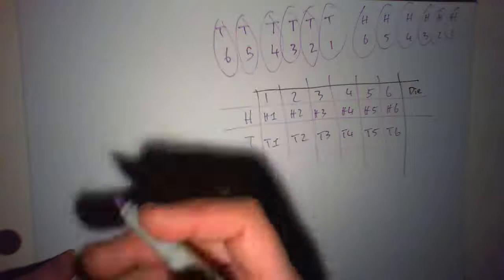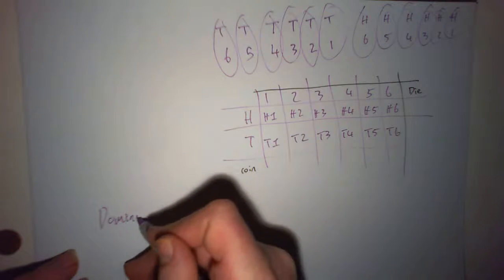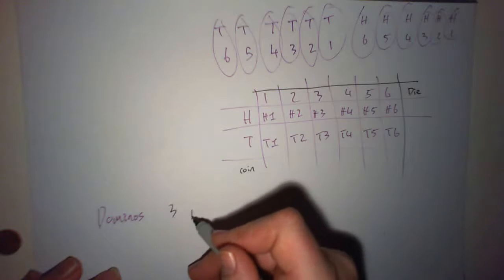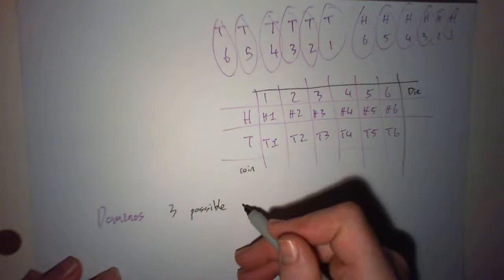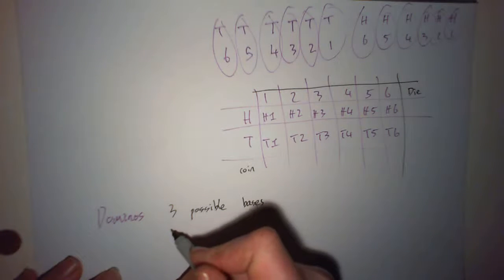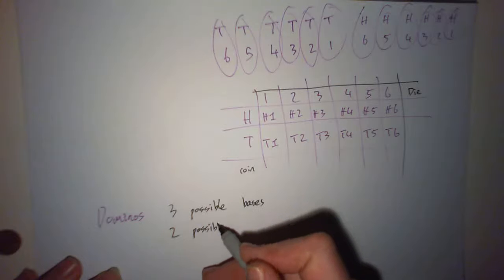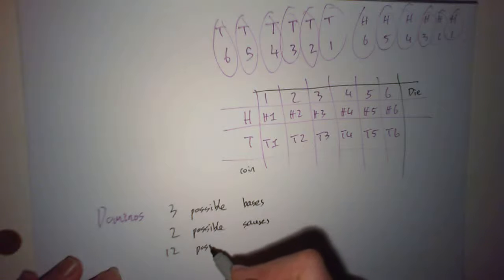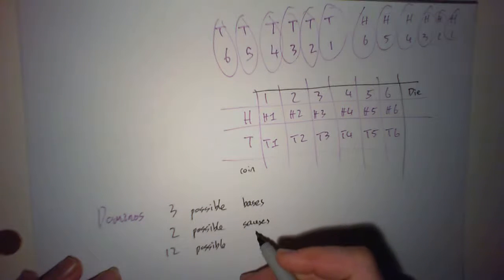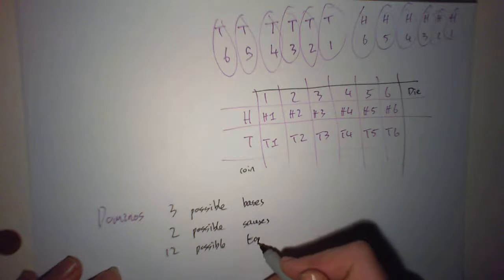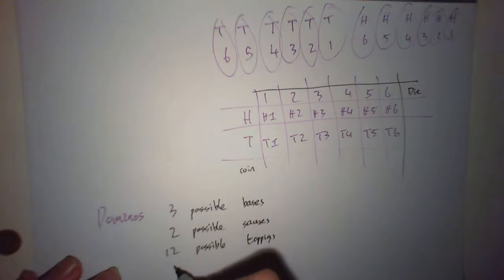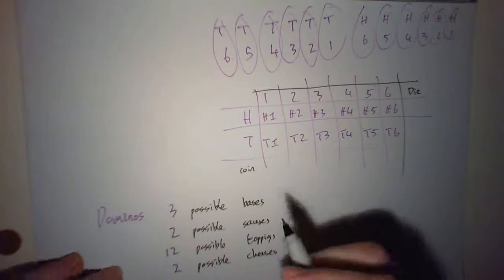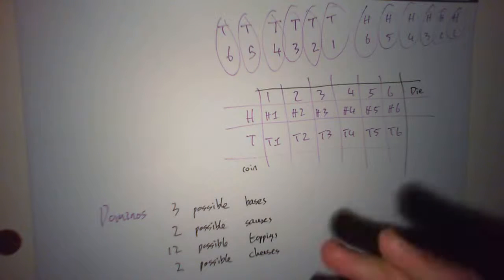Pizza Hut. Oh, sorry, Domino's. I'm not sponsored by Domino's, but if they want to sponsor me in this video, they can. Domino's has 3 possible bases. It has 2 possible sauces. It has 12 possible toppings. And it has 2 possible cheeses. Not including cheese topping, because if you don't have cheese in a pizza, it's not a pizza. I don't care what anyone says.